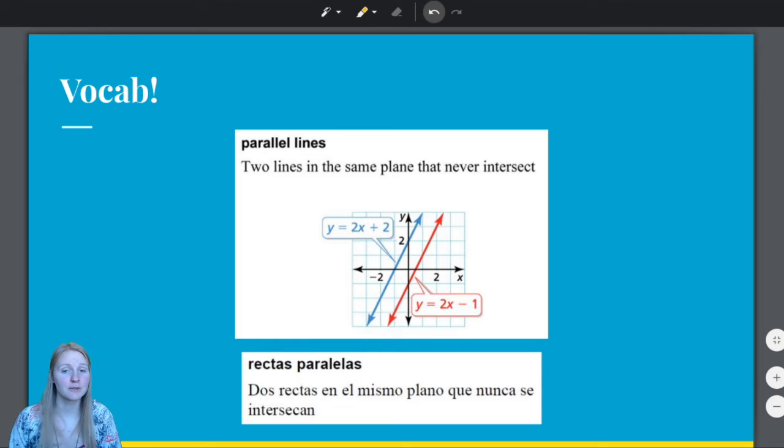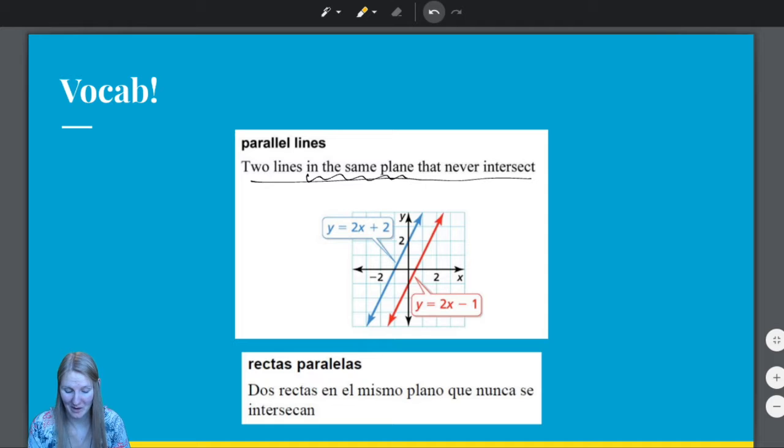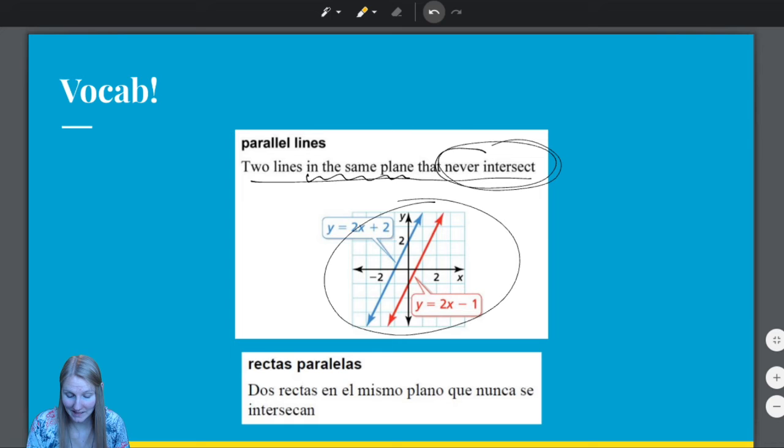So, first, what are parallel lines? Well, two lines in the same plane. You'll learn more about what that means in geometry. The important part for now in algebra is that they never intersect. Notice how the red line and the blue line here are pointing in the exact same direction. And it doesn't look like they're ever going to cross.